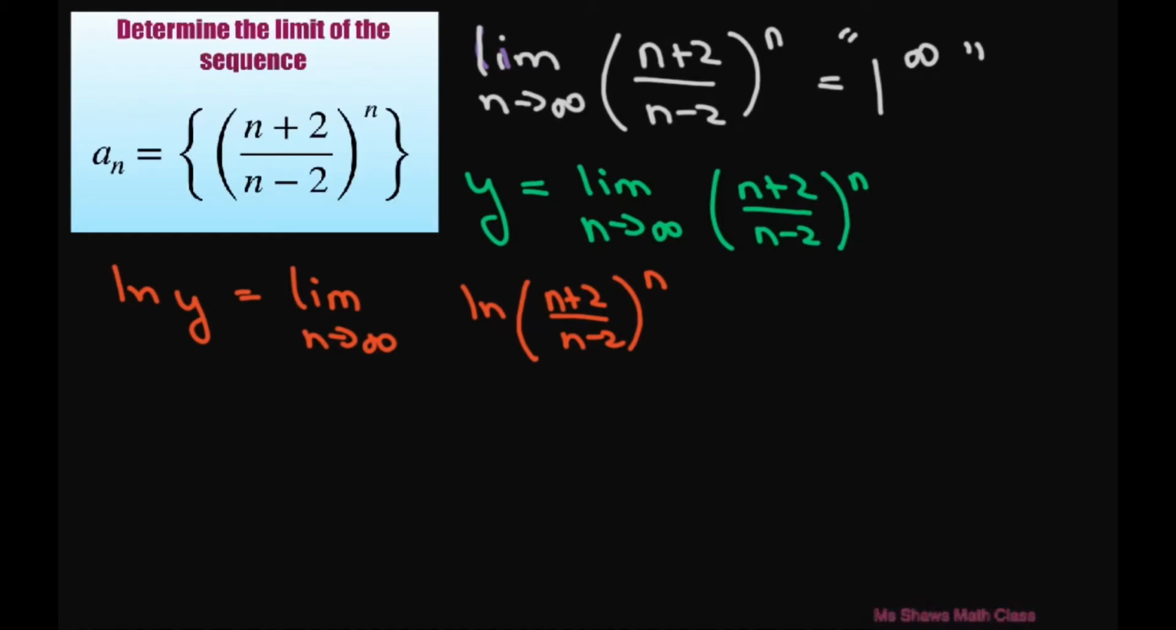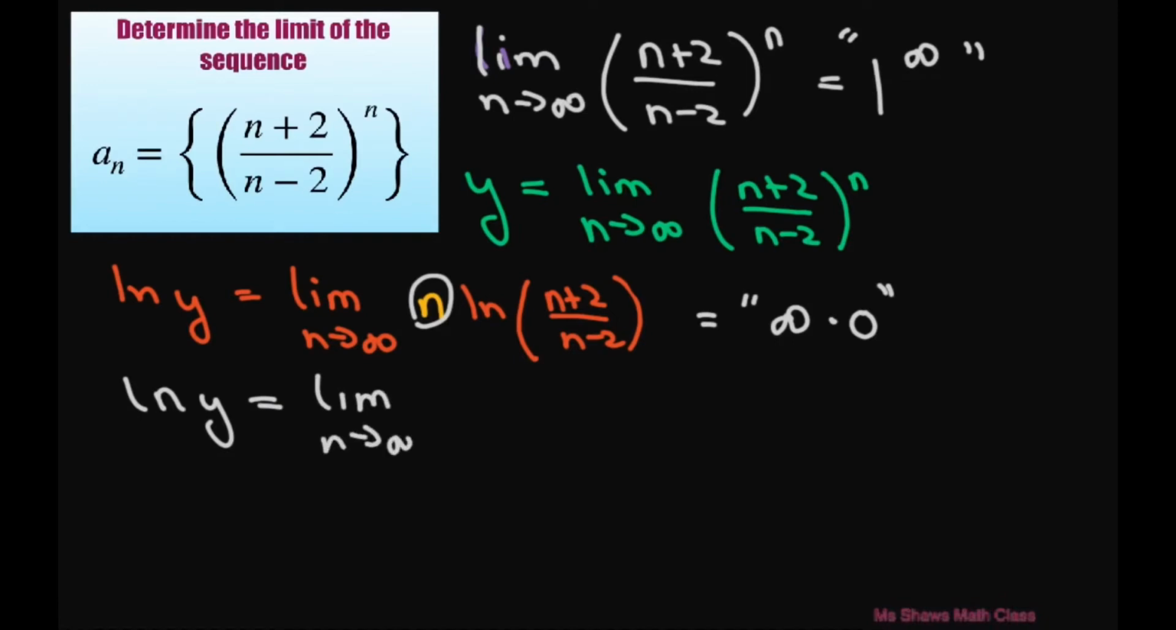Since we have this n here, I can use the power rule of natural logs and bring this in front. So I'm just going to bring that in front at this step and write it like that. Now once you do that, you get this form, infinity times 0. So let's rewrite this n and pull it into the denominator. So Ln of y equals the limit as n approaches infinity of Ln of (n plus 2 divided by n minus 2) divided by 1 divided by n. And that's going to give you the form where we can use L'Hopital's rule.